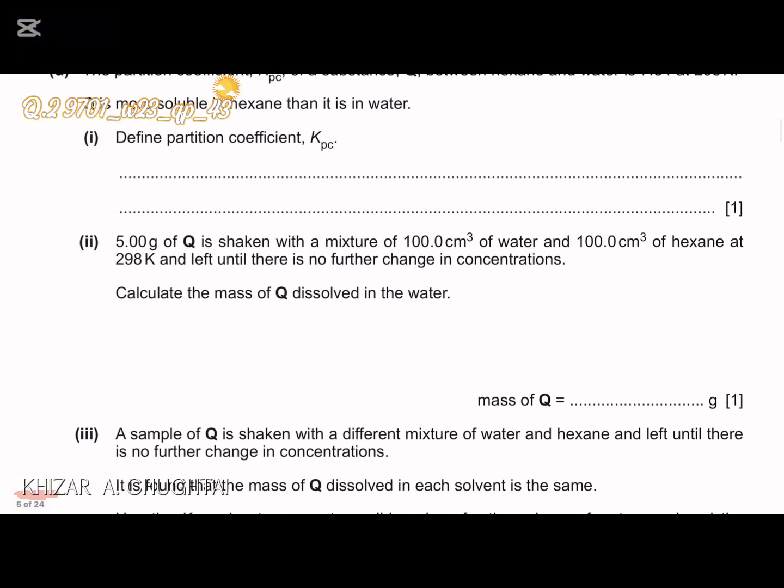Question number D: the partition coefficient Kpc of the substance Q between hexane and water is 7.8 at 298 Kelvin. Q is more soluble in hexane than in water. Define the partition coefficient. What is the definition of Kpc? It is the ratio of concentration of a solute when it is dissolved in two immiscible solvents.